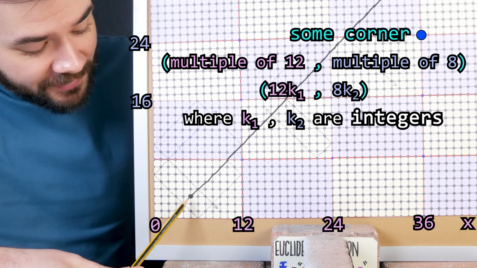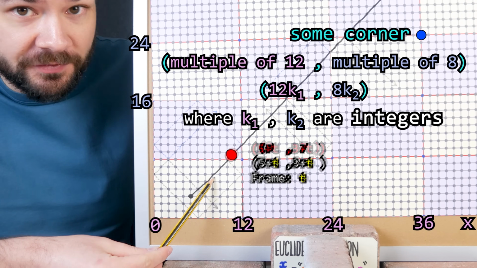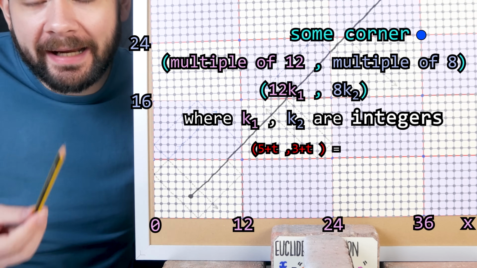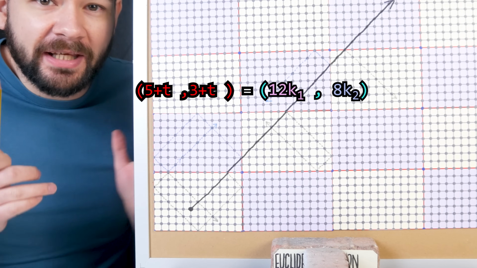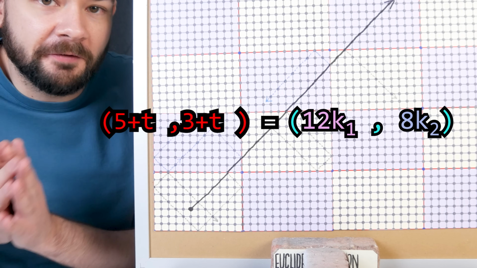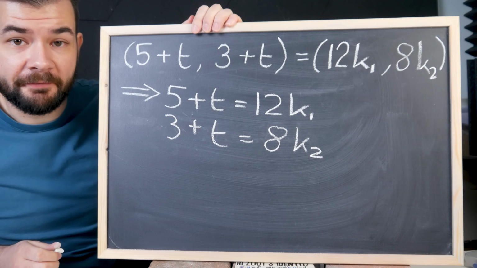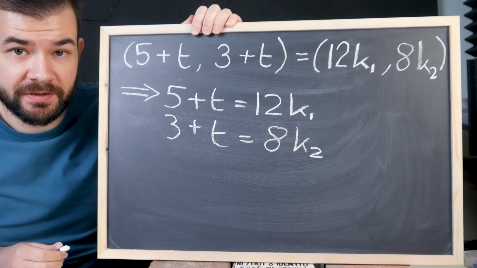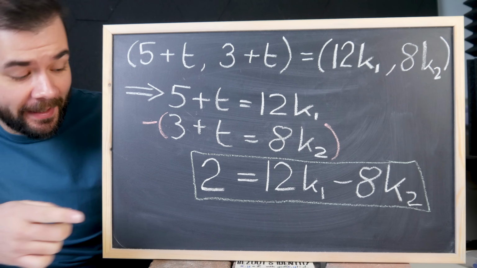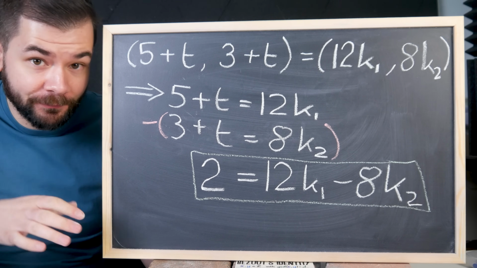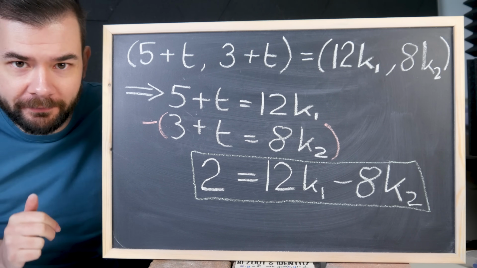Now we've already said that starting at 5, 3, then on frame t, the coordinates of this point are 5 plus t, comma, 3 plus t. So when does that equal 12k1, comma, 8k2, i.e. when does it hit a corner? We're essentially asking, when is there a value of t such that 5 plus t is a multiple of 12, while 3 plus t is a multiple of 8? Well, if 5 plus t equals 12k1 and 3 plus t equals 8k2, then after subtracting we eliminate t. The game now is to find k1 and k2 that satisfy that equation. And once we do that, we can substitute back into here to find t. The question is, how do we solve this equation here?